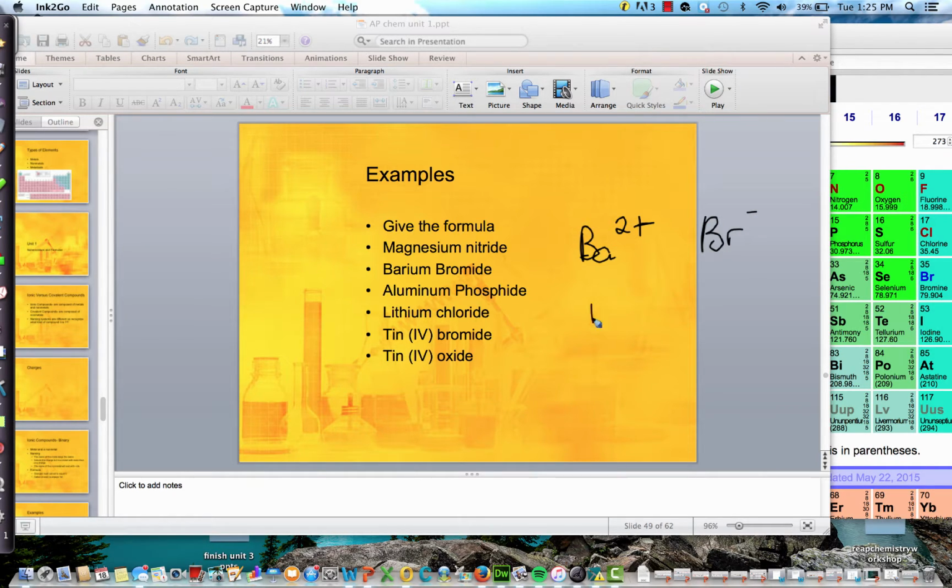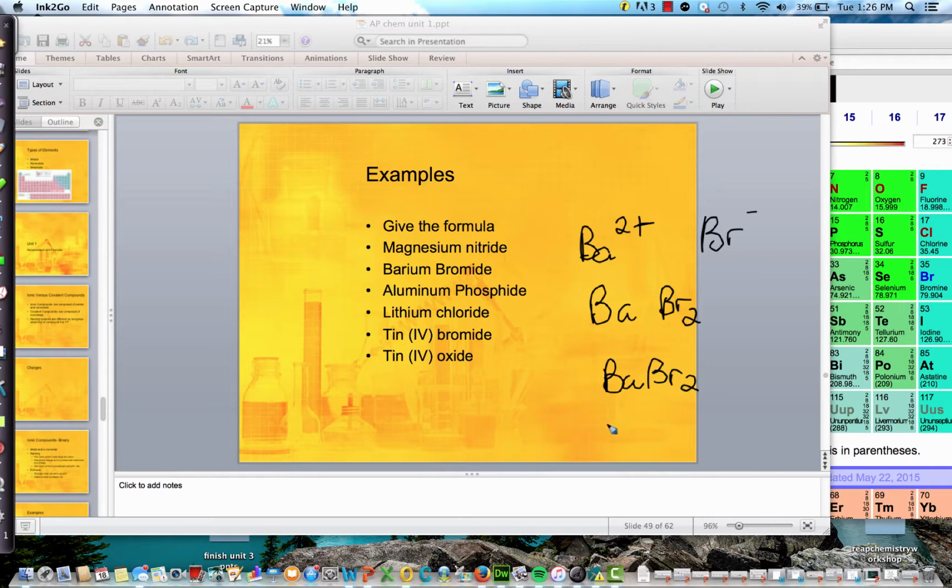All right, so crisscross. Bring the metal down. Bring the nonmetal down. The 2 will come down here, be a little 2. The 1 will come down here, but it's improper to actually write the 1, so you don't need to. So it's just BaBr2. 1 and 2 can't reduce, so leave it alone.